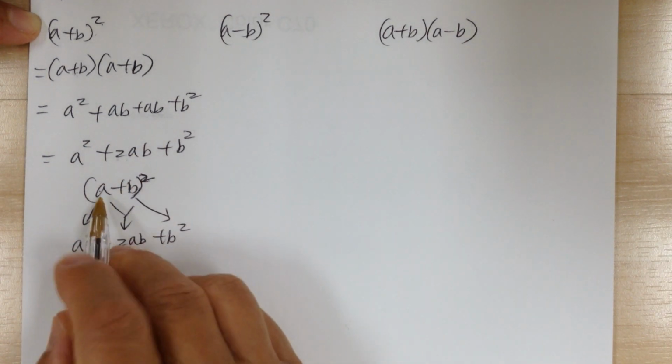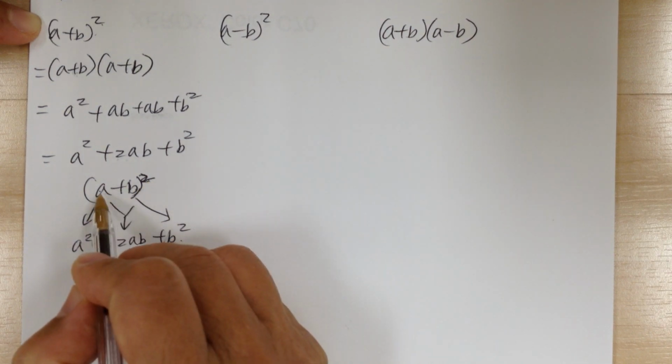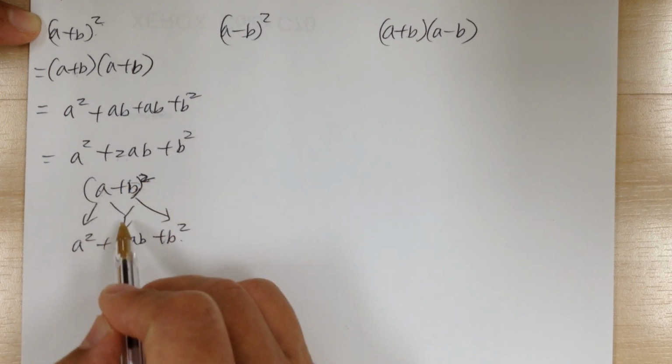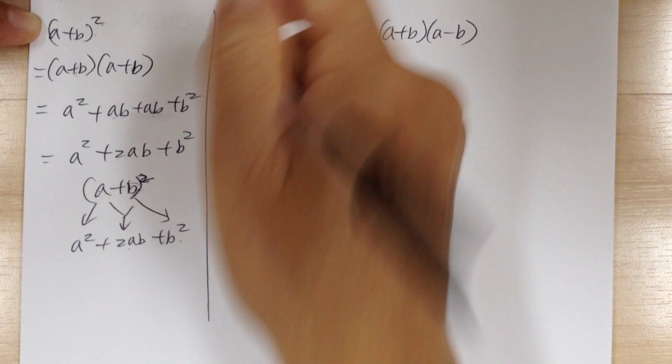Okay? So again, you square this, you get that. You square this, you get that. The middle is 2 times the A times the B, right? 2 times these, right? See, there are 2 of these. Okay? And the same thing with this one.